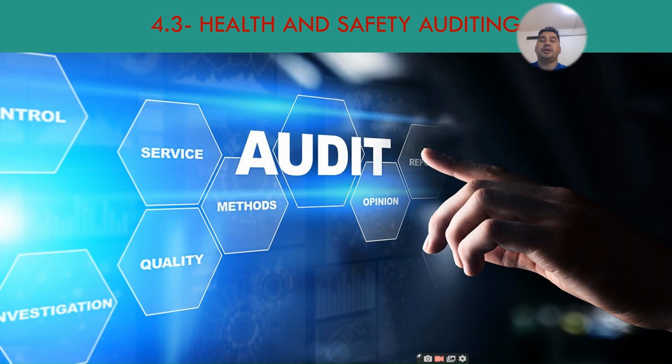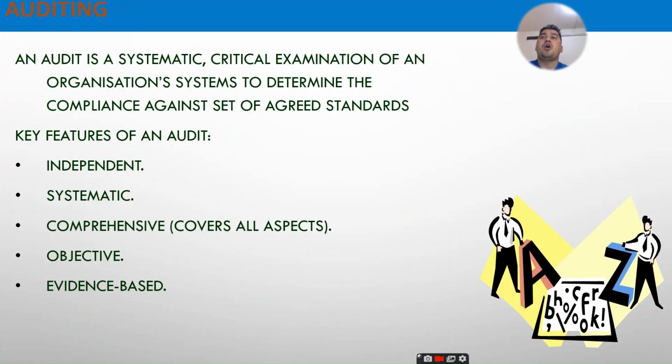Now, health and safety auditing: how we can audit and what is the importance of audit in health and safety. An audit is a systematic critical examination of an organization system to determine the compliance against a set of agreed standards.